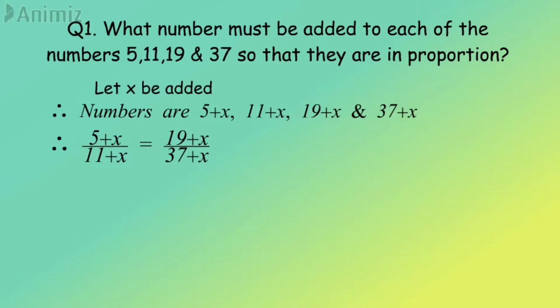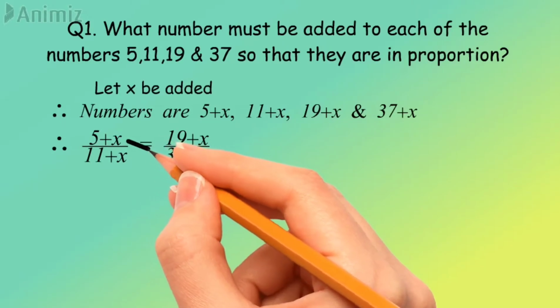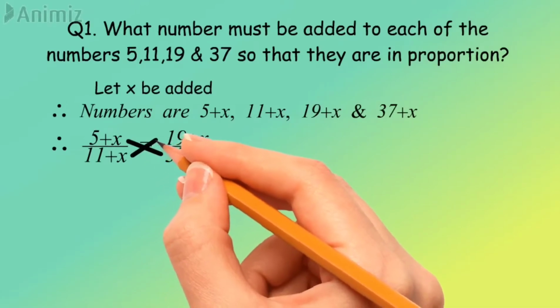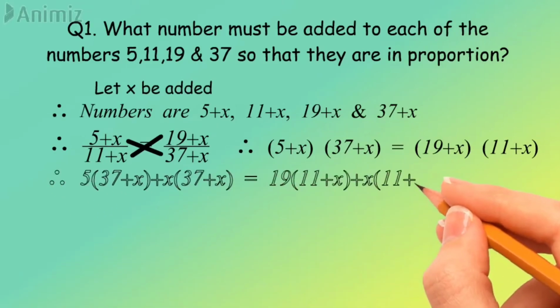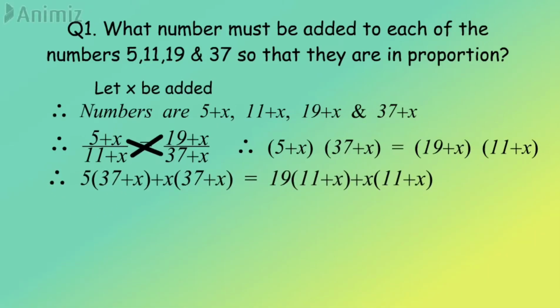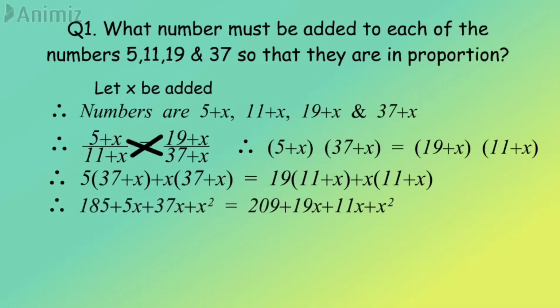Now on cross multiplication, what you'll get students? First term gets multiplied with the fourth term and second term gets multiplied with third term. Now you know how to expand. You have to break first bracket into two parts and multiply each part with the second bracket. So first bracket, when you factorize, you will get in this way. Now 5 you have to multiply with both brackets and x with both brackets. Same way 19 with both brackets and x with both the brackets. So you will get 4 terms on the left hand side, 4 terms on the right hand side.